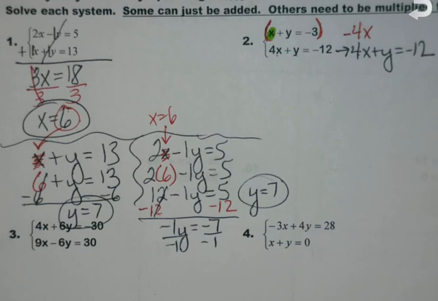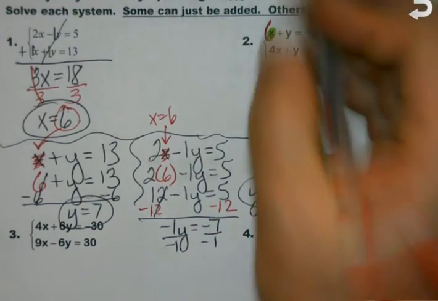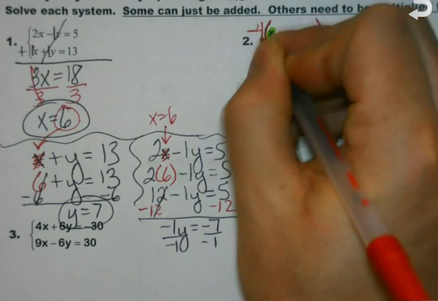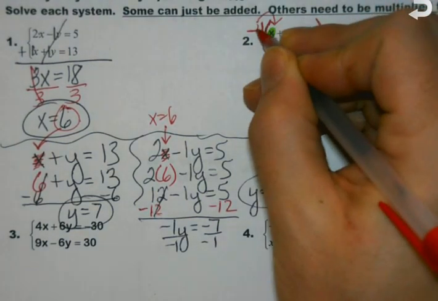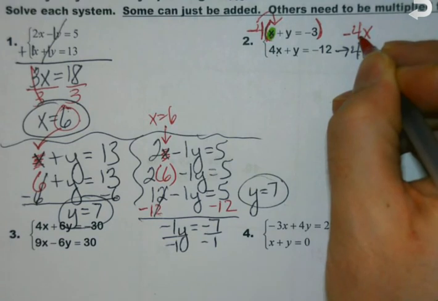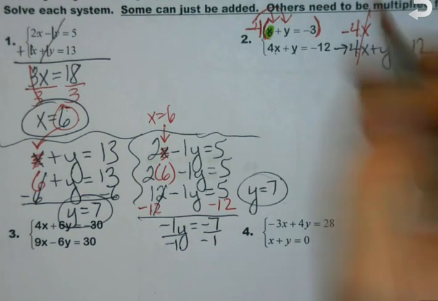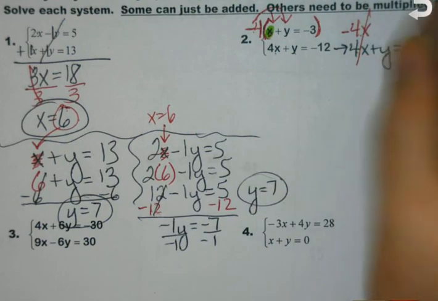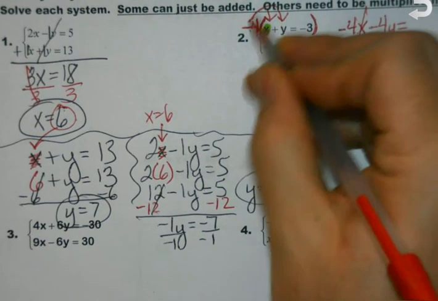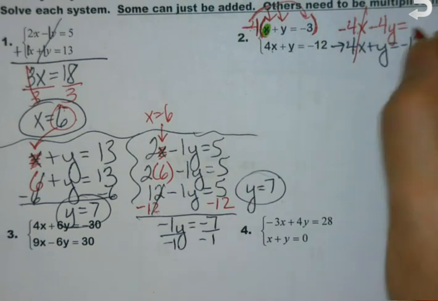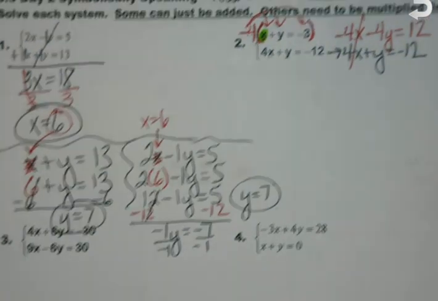So what I've got to figure out is, what can I multiply x by to get to negative 4x? In this case, that would be negative 4. Because negative 4 times x is negative 4x. So that's going to take care of those for me. Negative 4 times y, negative 4y. Negative 4 times negative 3 is positive 12.